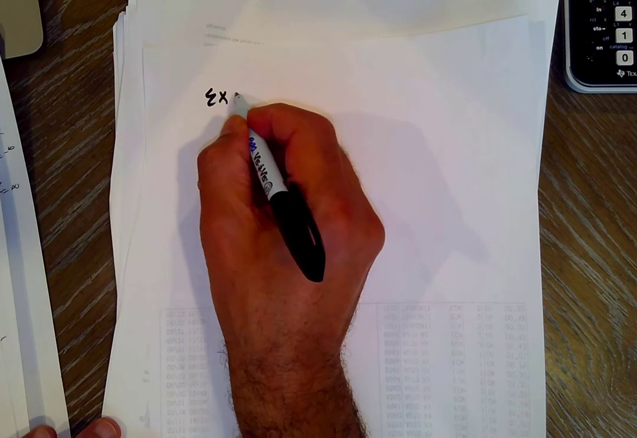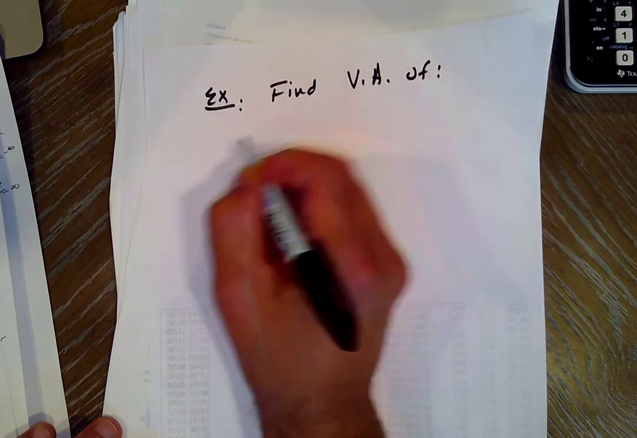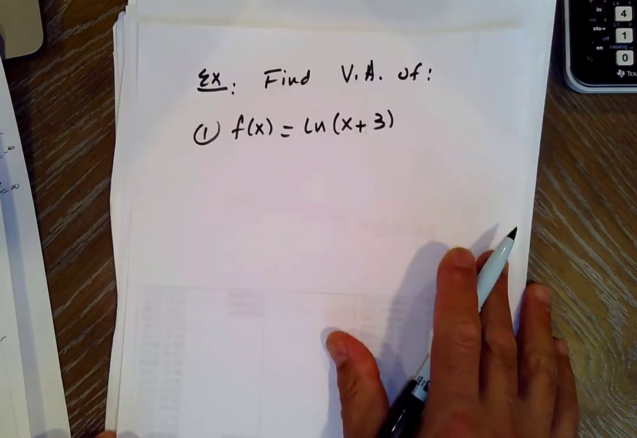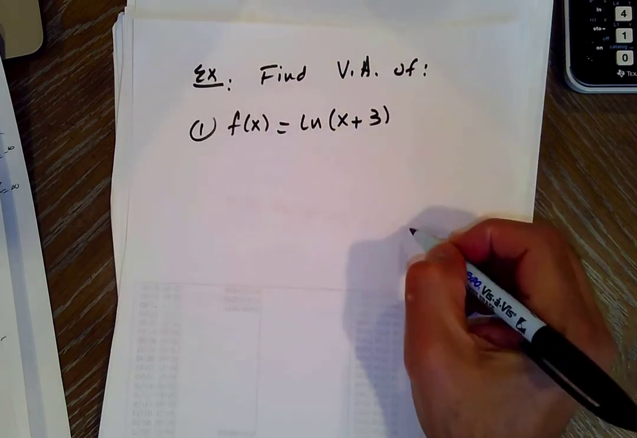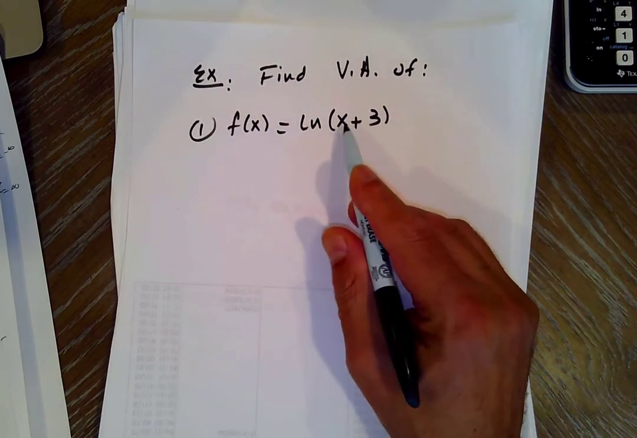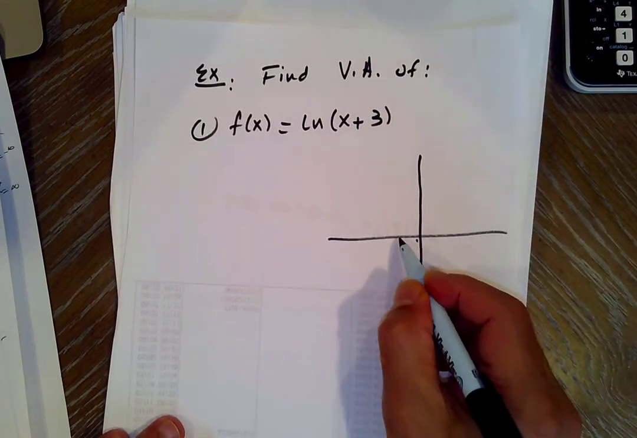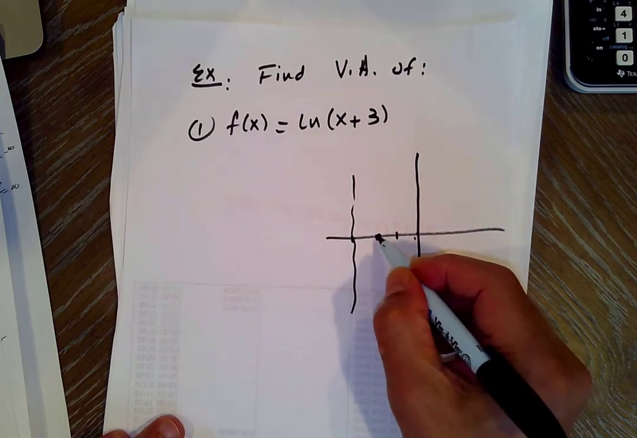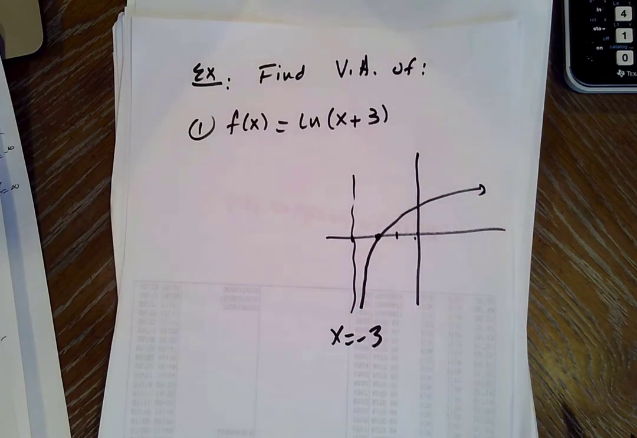Okay, so if it's non-rational, like this one example, find vertical asymptotes of number 1. This has nothing to do with rational functions, it's a log function. So to find the vertical asymptote, we want to use the definition. We know log functions, this is a log function moved 3 units to the left. So basically, it's ln of x moved 3 units to the left. So basically you have a graph like this if you graph it. And obviously from the graph x equals -3 is a vertical asymptote.